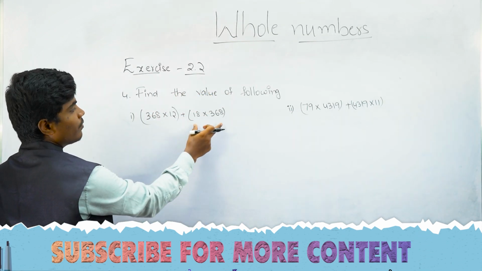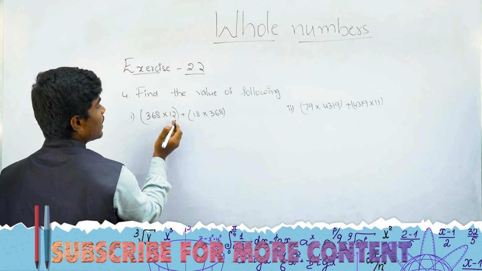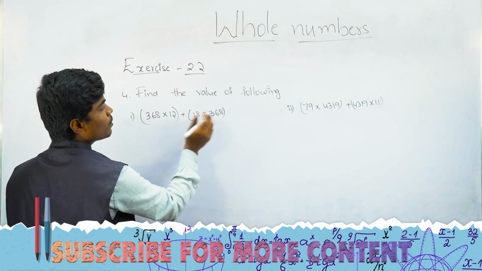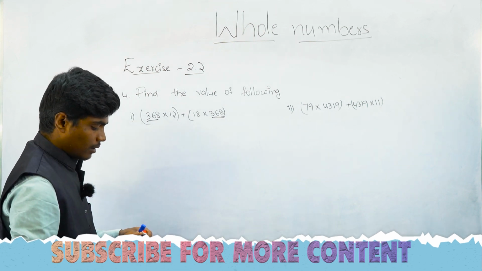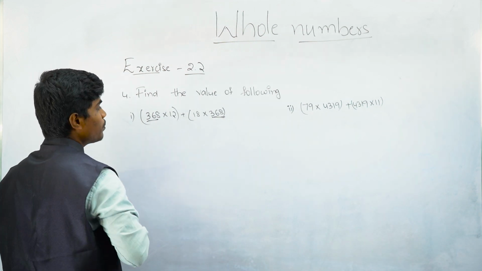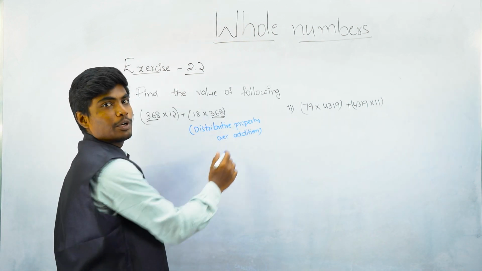Here, he gave some operations and we have to find the value. Here, 368 into 12 plus 18 into 368. Here, 368 is common. Here, he has used distributive property over addition. First, let's know what is distributive property.